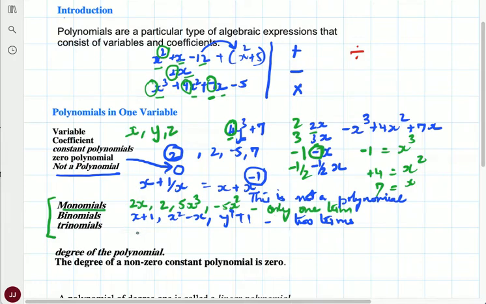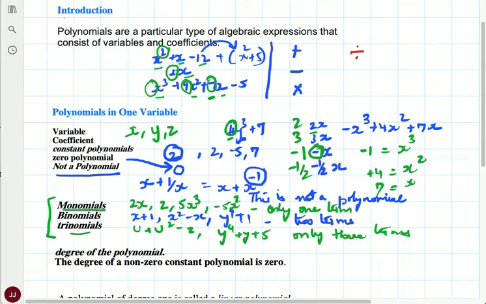Same for the trinomial. We have u plus u square minus 2, y power 4 plus y plus 5. So we have three terms, and these are called trinomials.